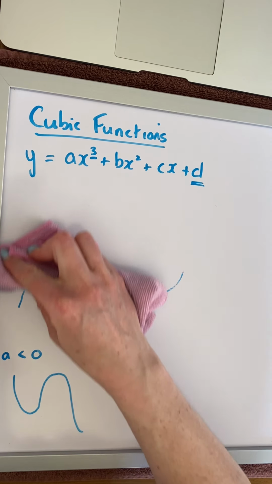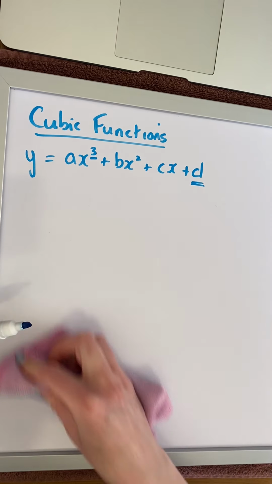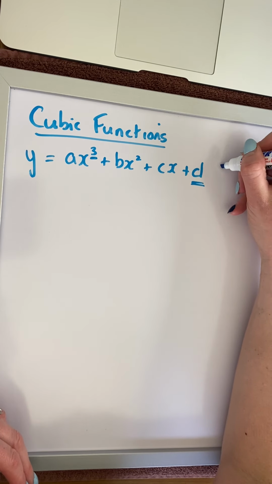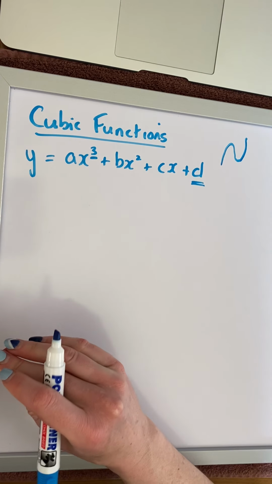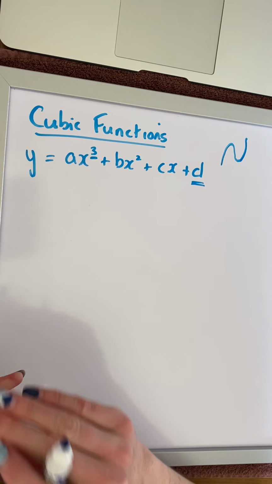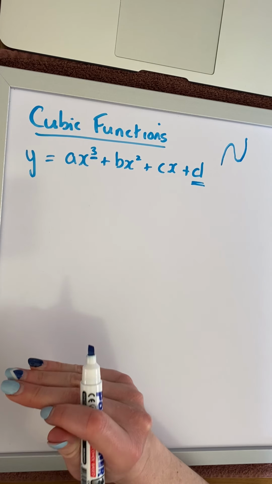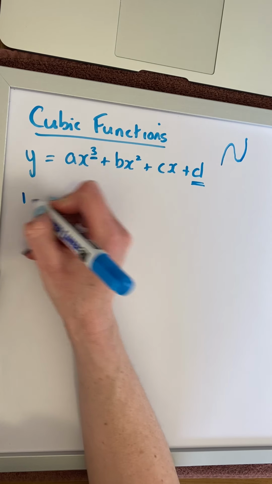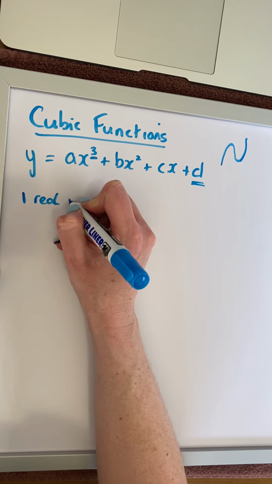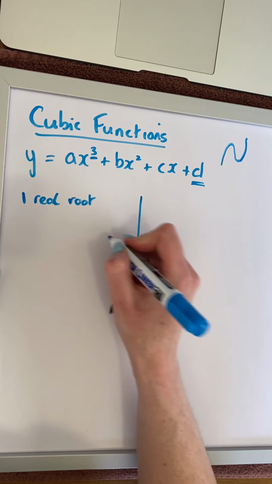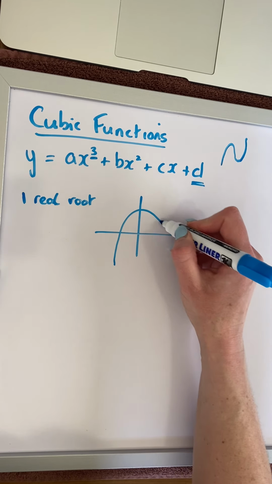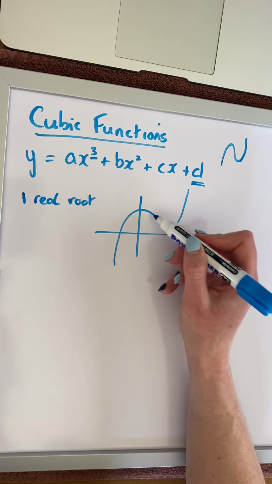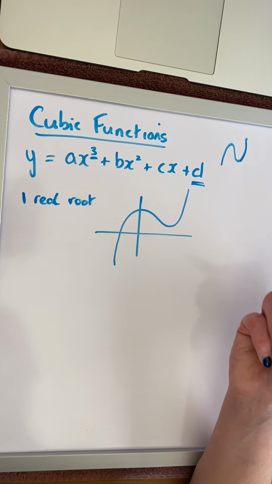Now, another piece of information in terms of cubic functions is how many roots are possible. Because we always have one arm pointing up and one arm pointing down, cubic functions will always have at least one real root. It will always cross the x-axis at at least one point. We have a couple of different types. So we have one real root, and the graph of this function would look as follows. We have this possibility where we have a maximum turning point and a minimum turning point, and then it goes up, but the minimum turning point does not come back below the x-axis.